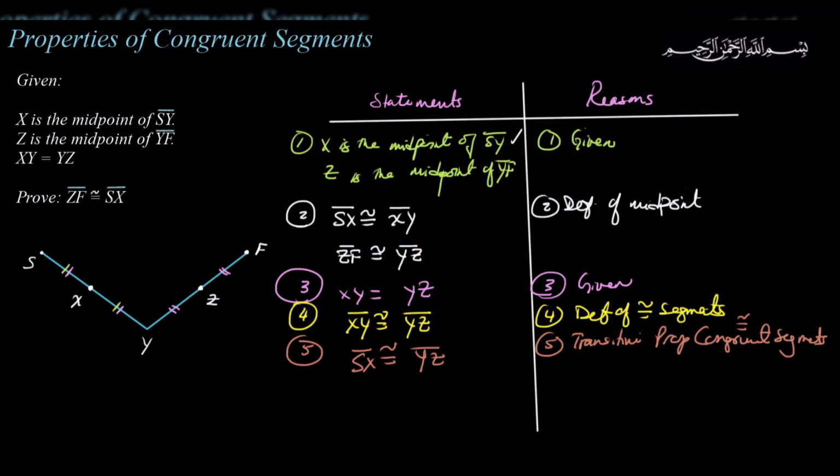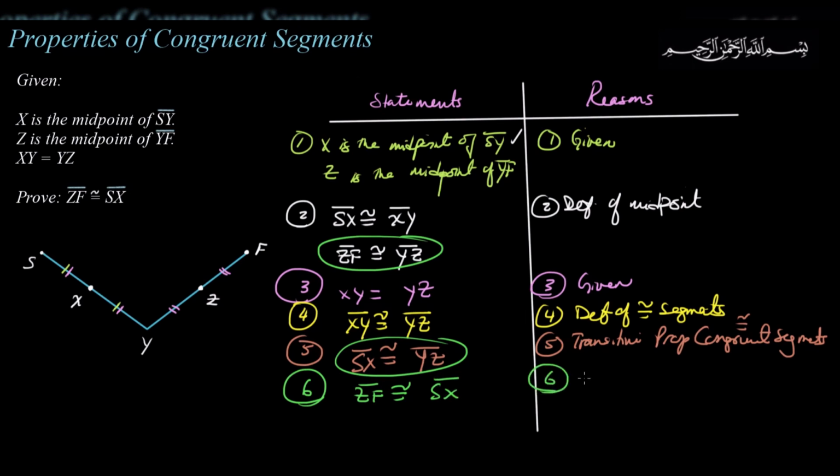So I'm going to use transitive property again with this statement and this statement to get ZF to be congruent to SX like this. Ta-da! Here we go. So that's again transitive property of congruent segments, right? Because between these two, this one is common and that one is common. A equals B, B equals C, then A equals C.